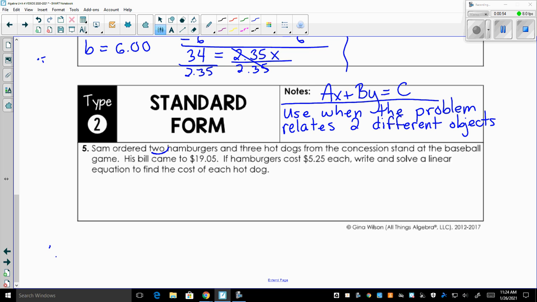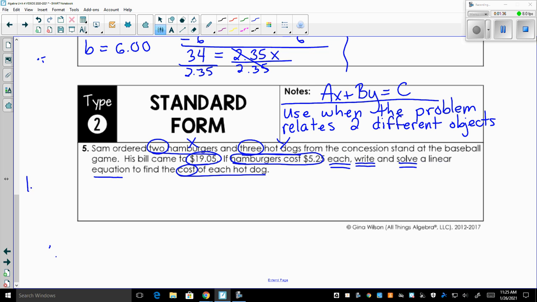Sam ordered 2 hamburgers and 3 hot dogs from the concession stand at the baseball game. His total bill came to $19.05. If hamburgers cost $5.25 each, so that's a multiplication word, write and solve a linear equation to find the cost of each hot dog. So we're looking for the cost of hot dogs. So we have two, we can't use H and H, so I'm going to use X for hamburgers and Y for hot dogs.